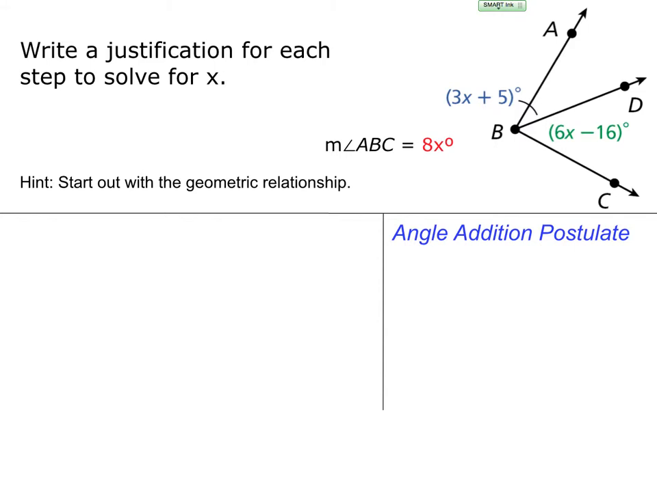Chapter 1 notes would be a place to look. Measure of what angle equals measure of what angle plus measure of what angle. The M and the angle sign. You use the angles that are in the diagram.